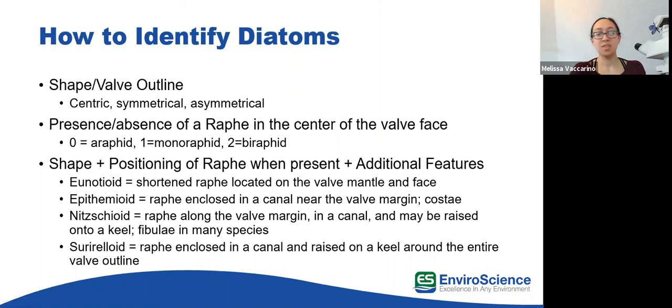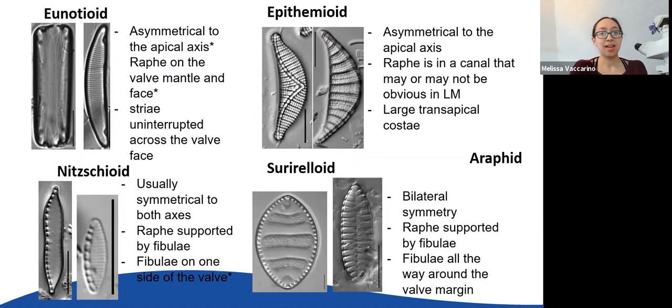So the next thing that I want to look for when I look at a diatom is the positioning of the raphe when it is present. And so I will go over these. Eunotioids are asymmetrical to the apical axis, usually with the raphe on the valve mantle and face. If you're not familiar with the special raphe, you might not notice it, but it is here in valve view. You can barely see it, not always, but in this one, you can see it. The raphe comes up from the mantle a little bit onto the valve face.